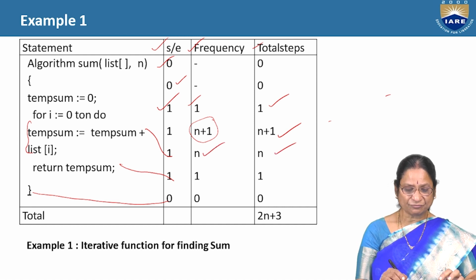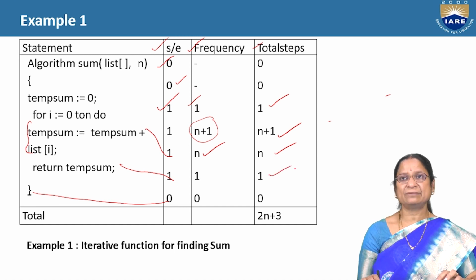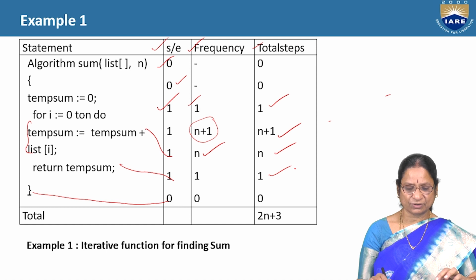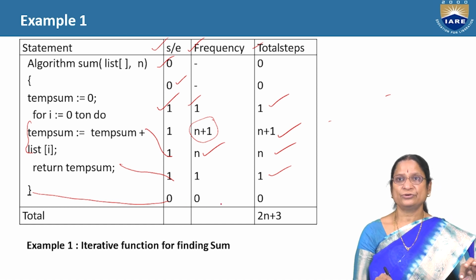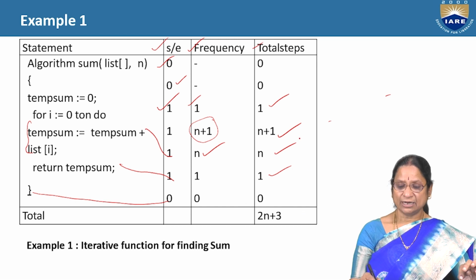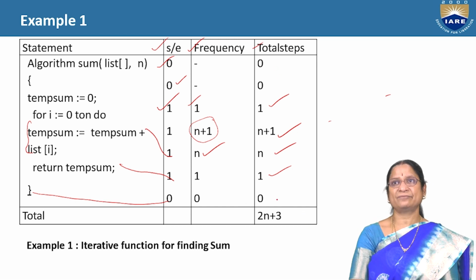Next, after the for loop completion, it will come to the return. Return is executed 1 time, 1 statement, so frequency is also 1. The closing parenthesis is not an executable statement, so 0. That is the total executable statements written here.